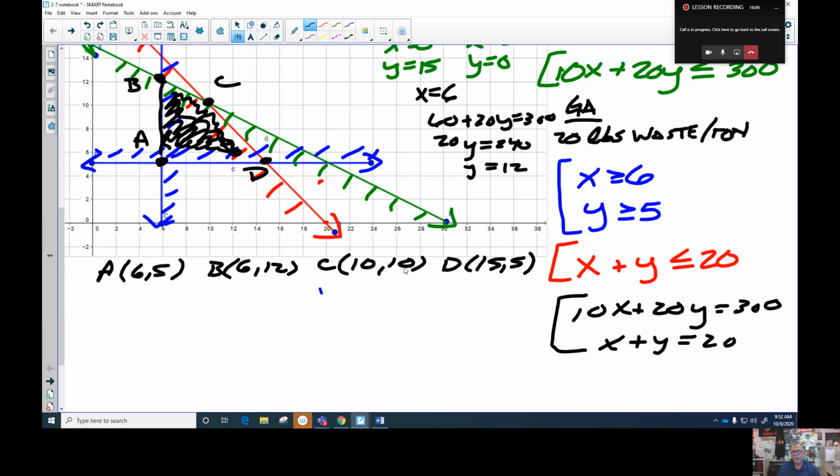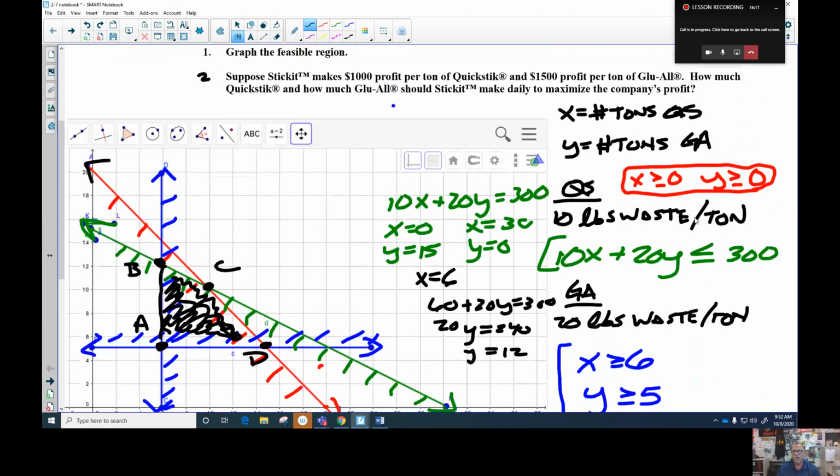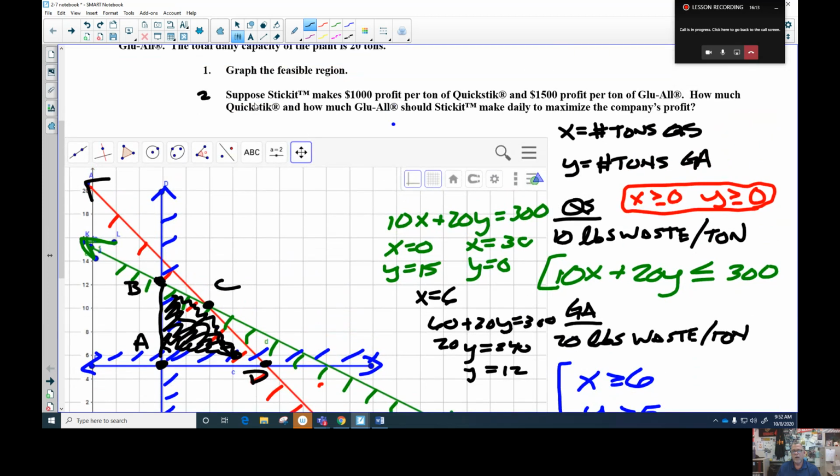All right, so we've graphed our feasible region. We've found the 4 coordinates of the vertices. It's going to say in the second part here, we've done the first part. We've graphed the feasible region. We've found the important coordinates. We're done with that part. The second part: suppose Stick-It makes $1,000 profit per ton of Quick Stick and $1,500 profit per ton of glue-all. How much Quick Stick and how much glue-all should Stick-It make daily to maximize the company's profit?